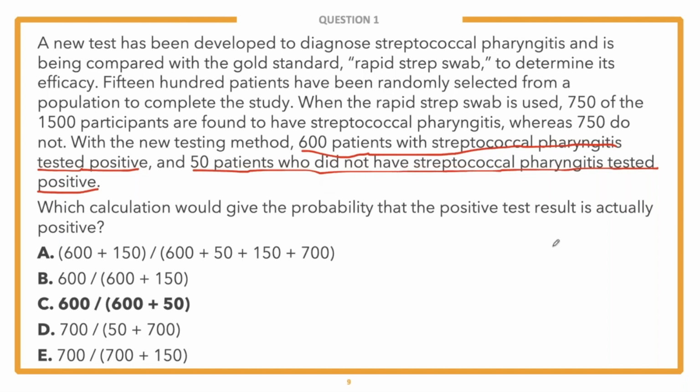All right, so I think you guys got the hang of this question. Next time you see something like this, when they say the probability that a positive test is actually positive, that's positive predictive value. If they say probability the negative test is actually negative, that's a negative predictive value. So just get used to using these terminologies and understanding what they're asking for.